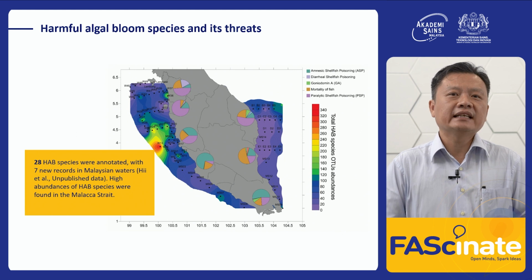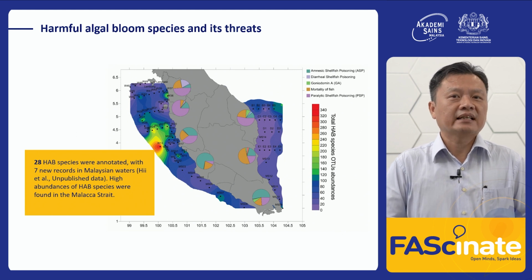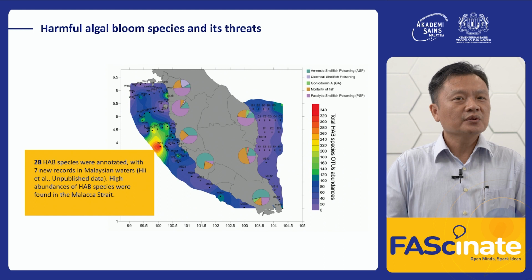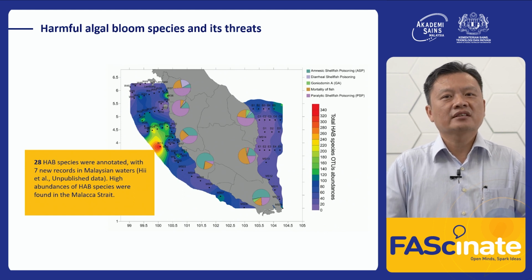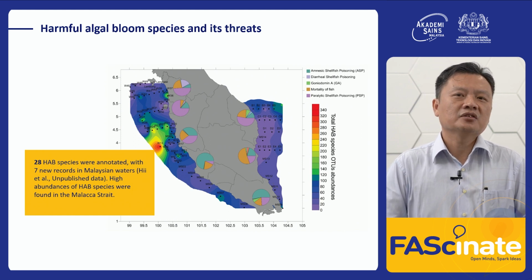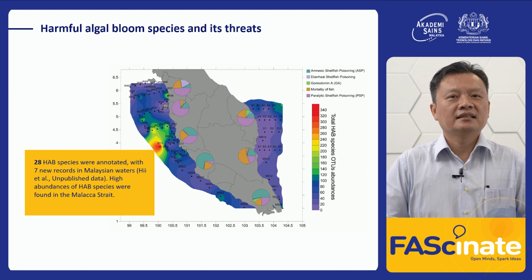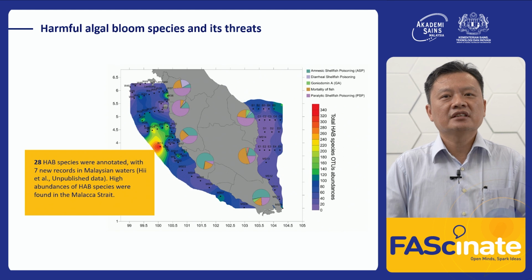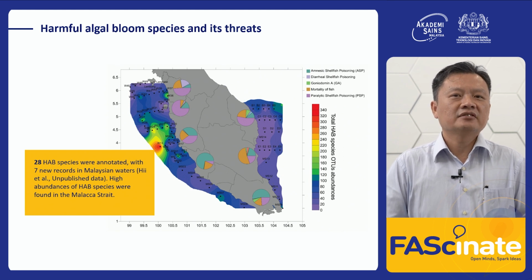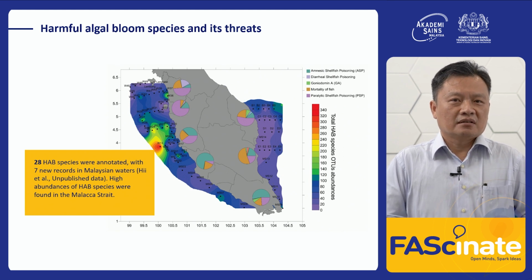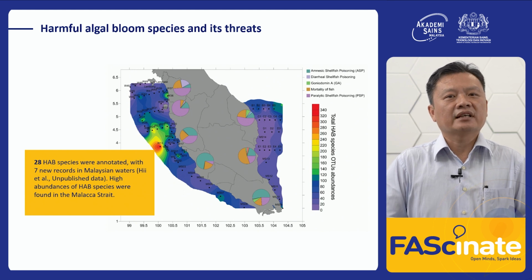A total of 28 harmful species was confirmed and annotated from the sequence reading, with 7 new records in Malaysian waters. We also observed higher numbers of OTU, the Operational Taxonomic Unit, of harmful species, mainly along the Malacca Strait. This data will be useful for the mariculture industry to assess the potential risk of shellfish poisoning and also the threat of fish-killing algae to our mariculture industry.